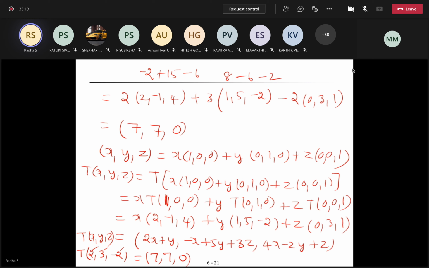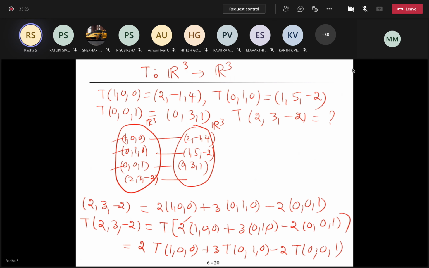In yesterday's problem, see, I taught you only this thing, right? I hope I completed this. How to find T of 2, 3, minus 2. So there is one more way of doing it. Actually, I can find what the linear transformation is. That means I should know what T of x, y, z is.